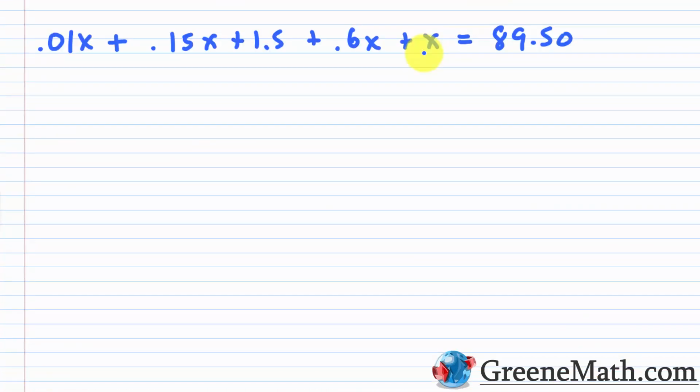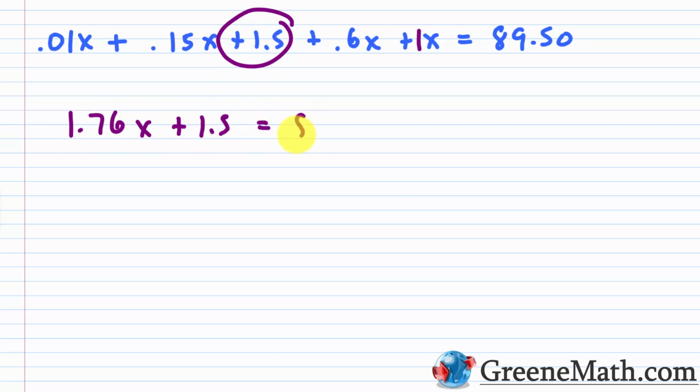Okay, so let's copy this and go to a fresh sheet. So 0.01 plus 0.15 is 0.16. If I add 0.6 to that, I get 0.76. And then if I add another 1, again, this has an implied coefficient of 1, then I get 1.76. So the left side would be 1.76x. And then don't forget about this guy. So plus 1.5, this equals 89.50, or just 89.5 if you want.